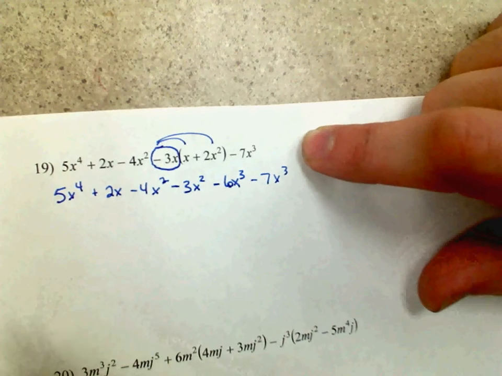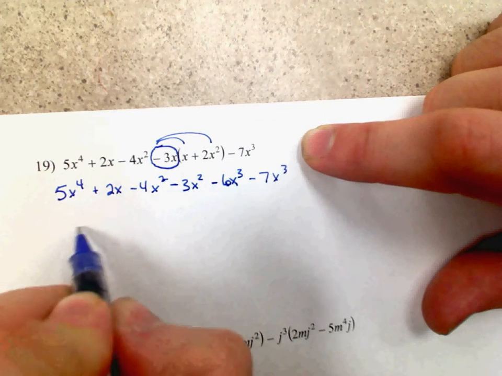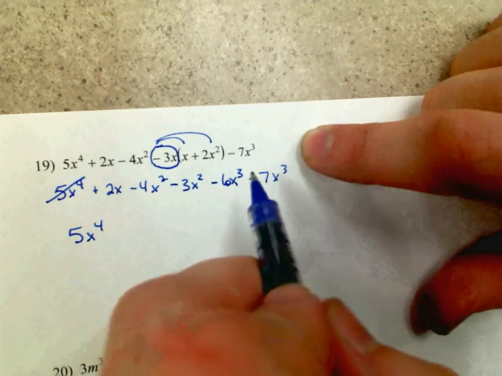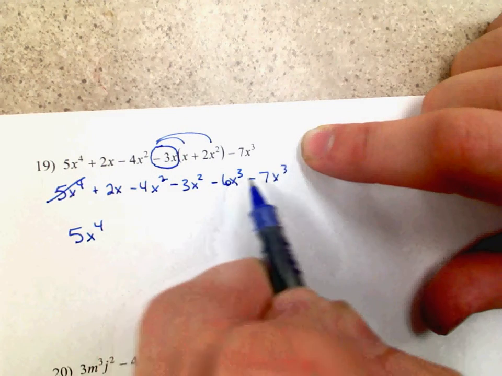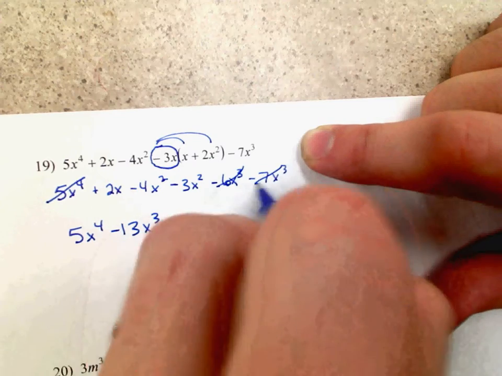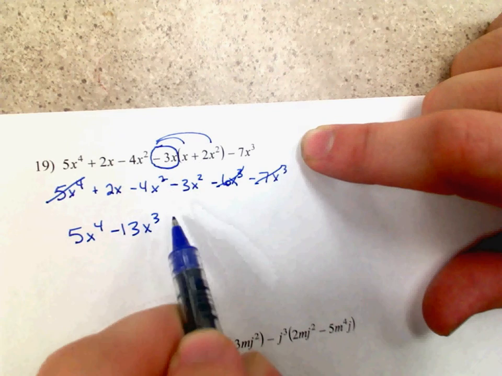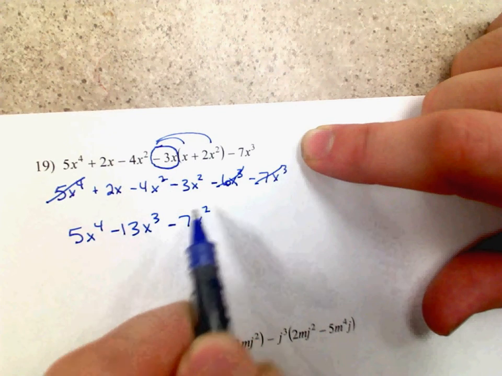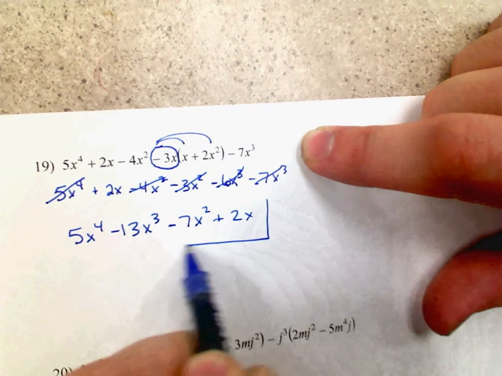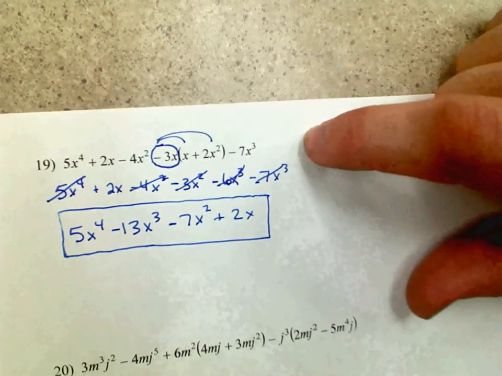Alright, now I'm going to start grouping things together. So I see that I've got, and I'm going to go in order, 5x to the fourth. That's the only x to the fourth I have. I see x to the thirds twice here, so minus 6 and minus 7, minus 13x to the third. I see 2 x squareds here, so minus 4 and minus 3 would be minus 7x squared, and a plus 2x at the end. It's in order, and I've got one of each term now because I've combined them.